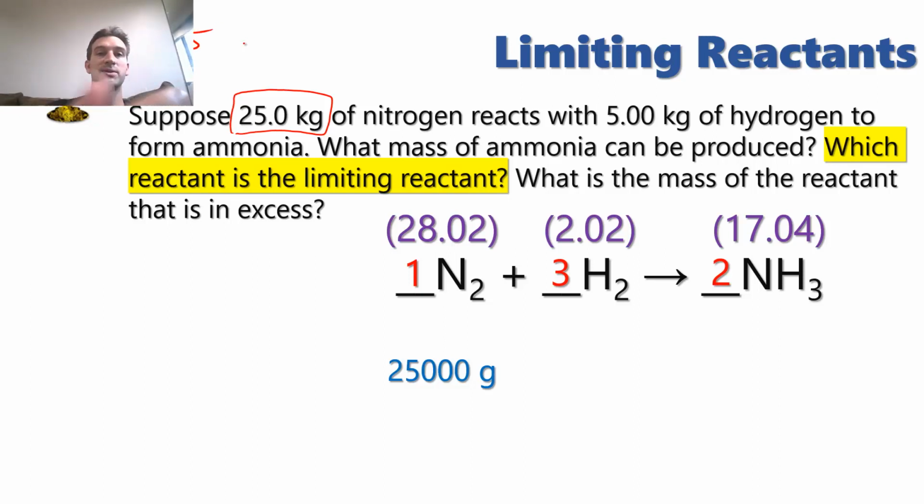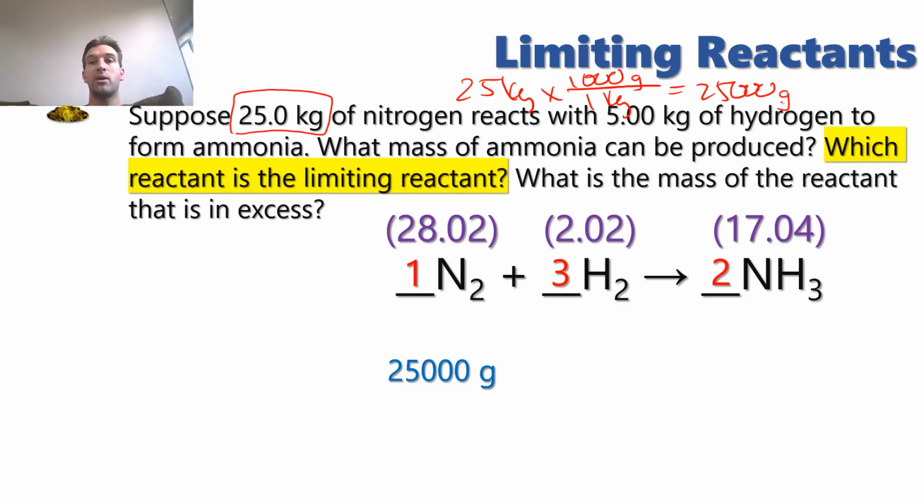25 kilograms, multiplied by 1,000 grams in 1 kilogram. And that's how we do this quick conversion, okay? We'll do the same thing when we're talking about our hydrogen. It's going to be, once again, 5 kilograms times 1,000 grams per kilogram. We get to 5,000 grams there.